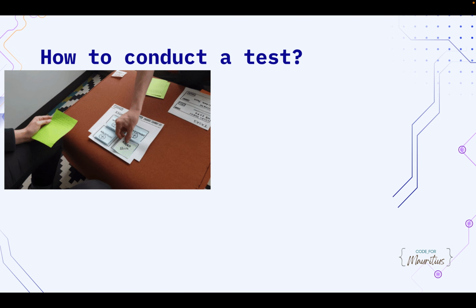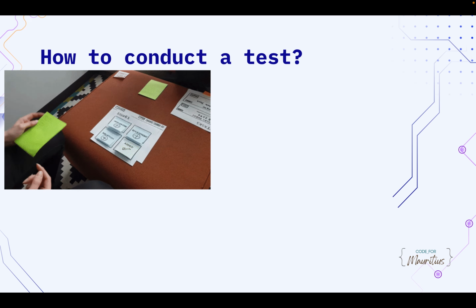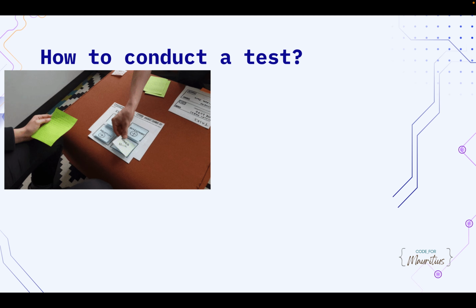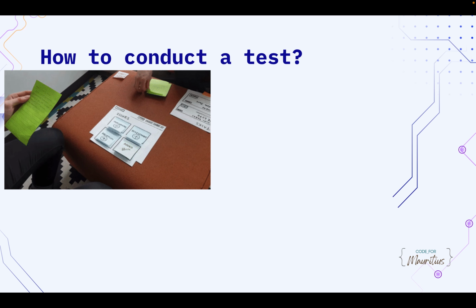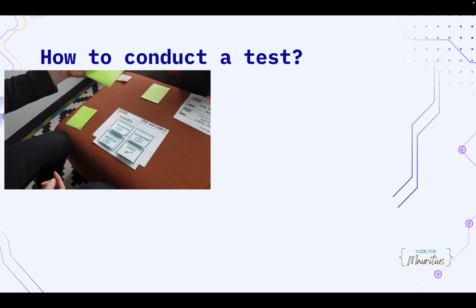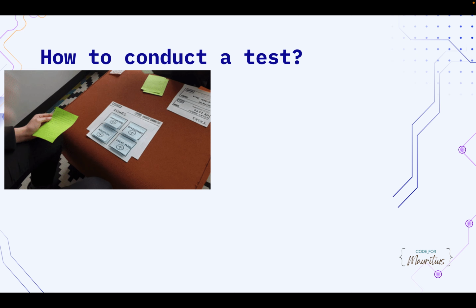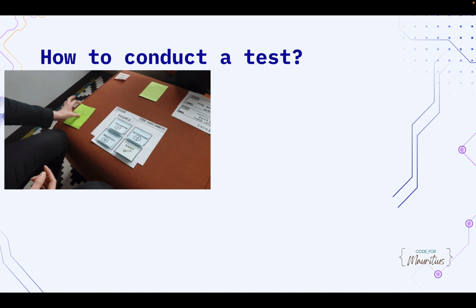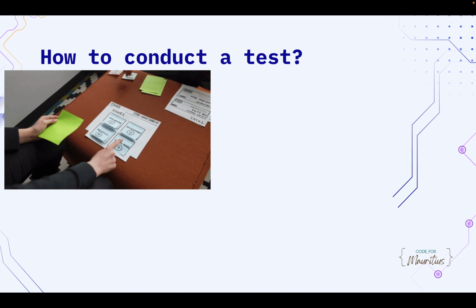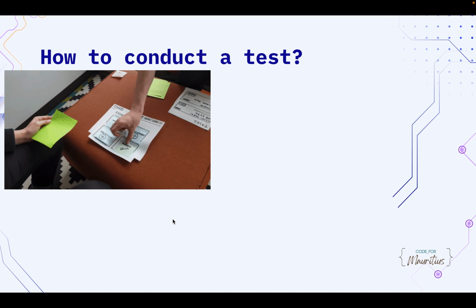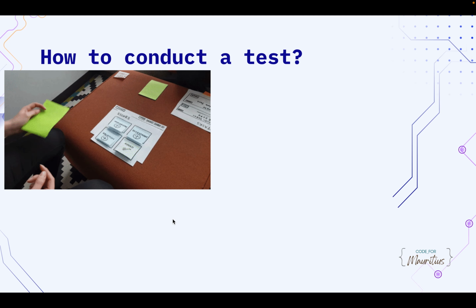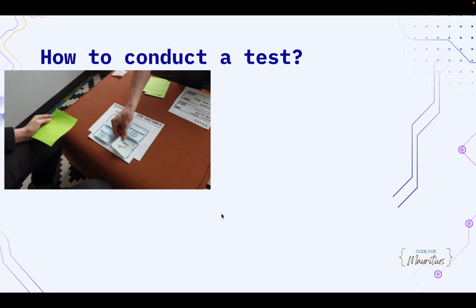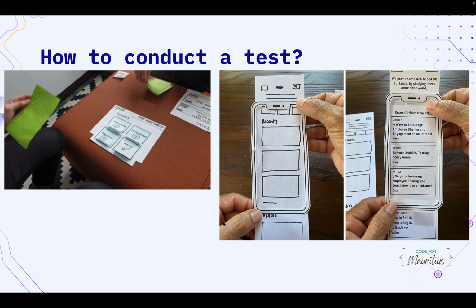And yeah, so this is an example of how you would be conducting a test with a paper prototype. And this is an example of how to actually conduct a test. So when the test user presses on a button, like in this example, you can then add a different screen to show them what would appear in your product when they do this action.